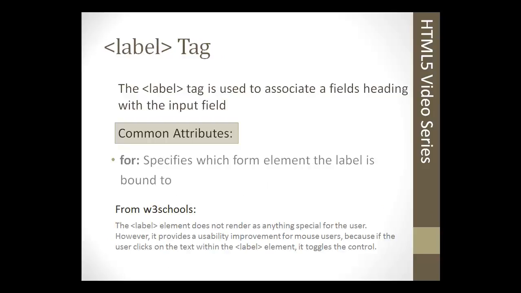Alright, so next we have the label tag. And the label tag is a form element, but it's not a user input element. It's used to associate a field's heading with the input field. So you might have something like first name, just the text first name, and then maybe the input tag directly after it. And what this will do, if you wrap that text in a label, it will associate that text with the input field. So if you click on the text, it'll actually highlight the input field that text belongs to. And it takes the for attribute, which will just specify which form element the label is, and this would match up with the input element's name attribute.